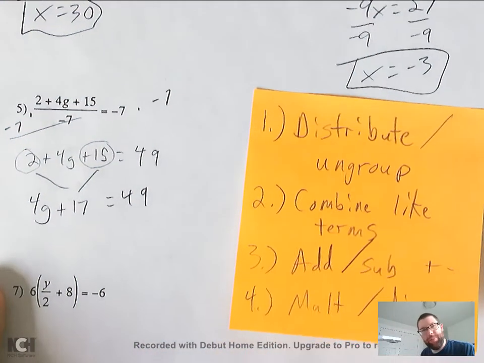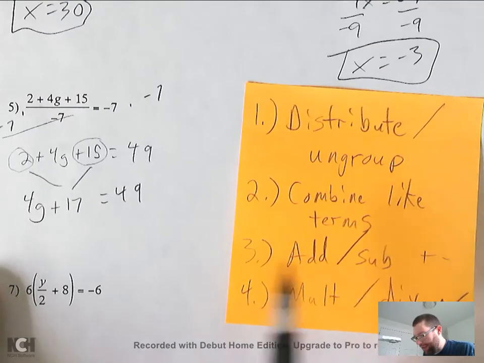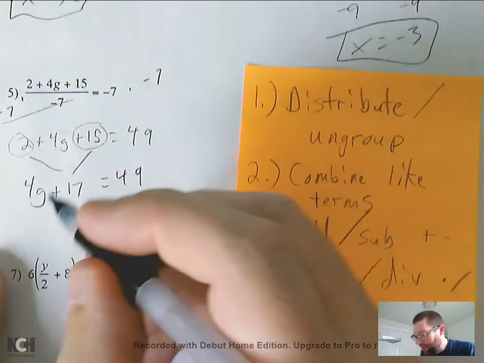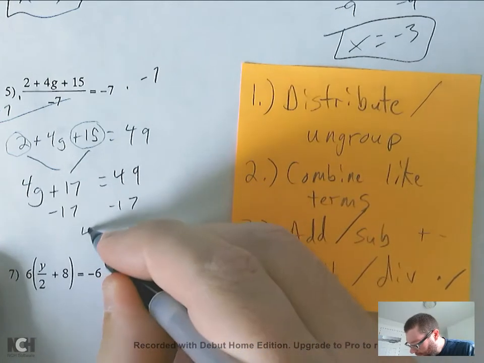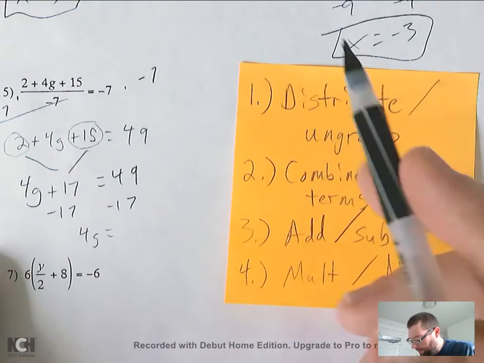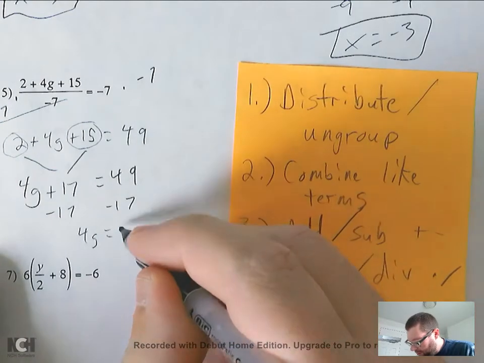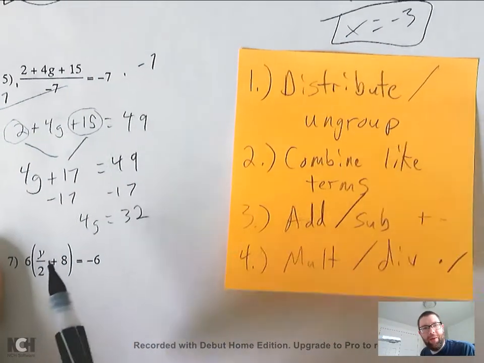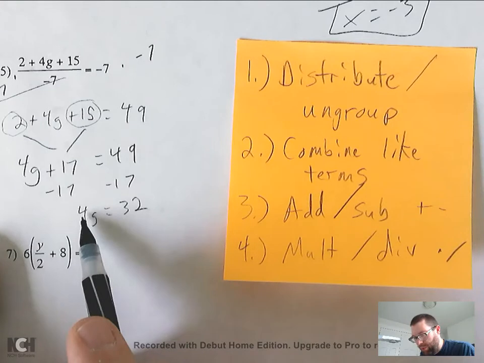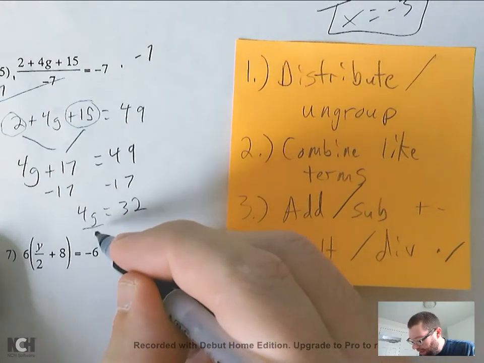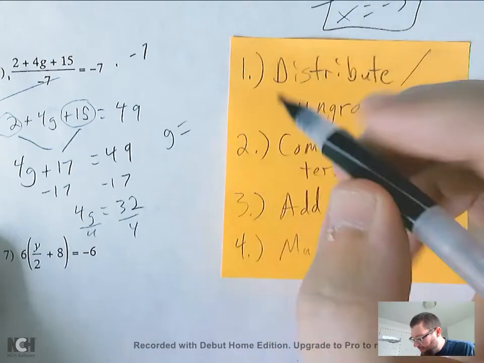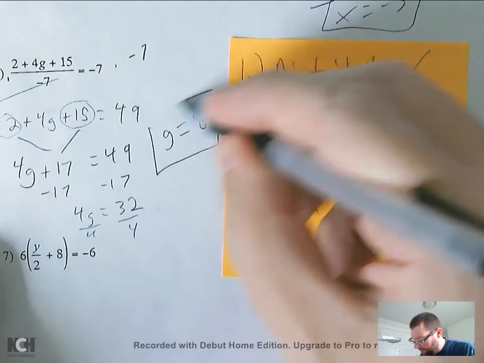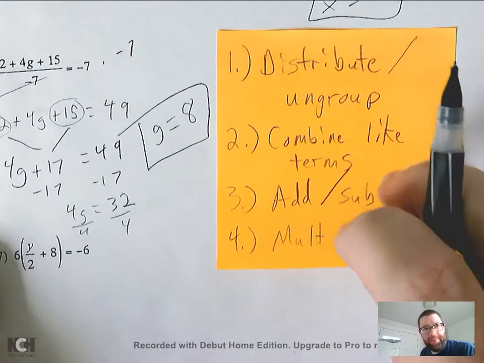Okay. Two-step equation now, right? We get rid of the add, subtract next. So we want to get rid of this plus 17. So we would minus 17 to each side. That gives me 4g is equal to 32. And then we get rid of the multiply, divide. That 4 is multiplying with the g, so I'd have to divide by 4. And g is going to equal 8. Okay, not too tough, right?